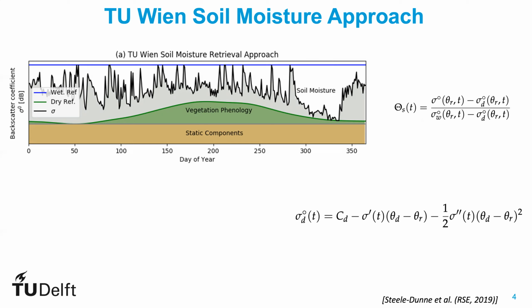The difference between the wet and dry reference is the sensitivity of backscatter to soil moisture. And so sensitivity is highest over bare soil during the winter months. Sensitivity to soil moisture is at a minimum when the biomass is at its peak.